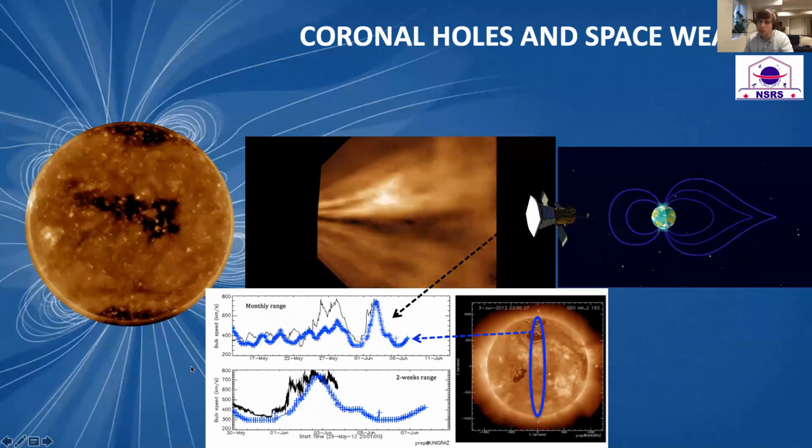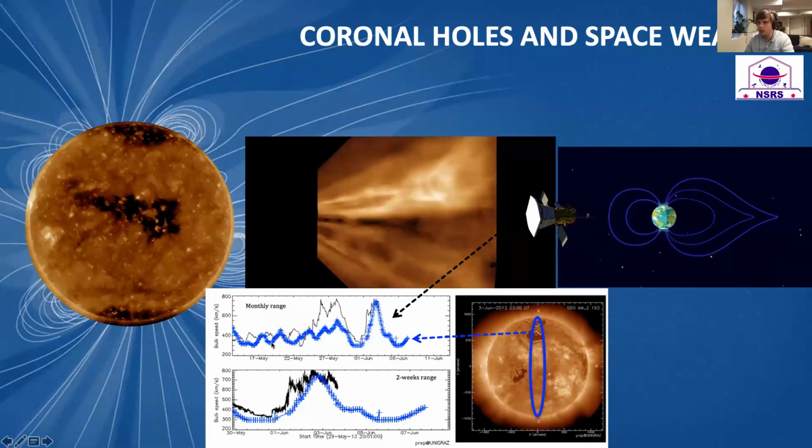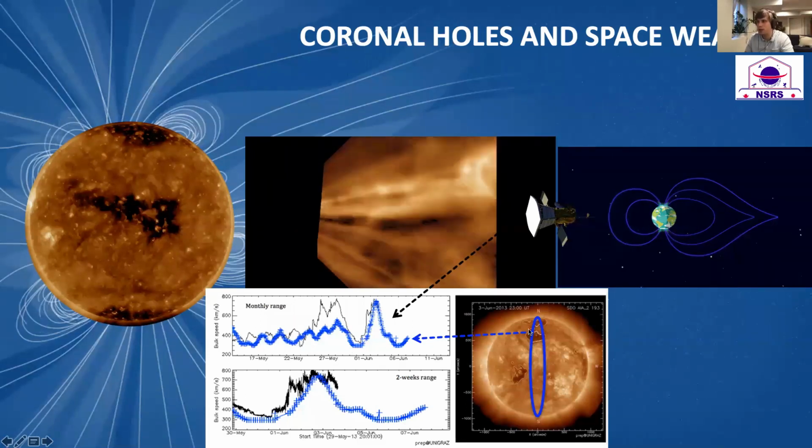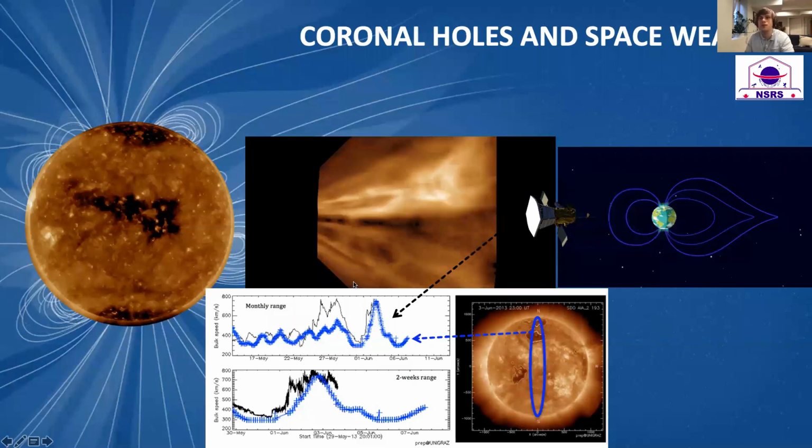And we can measure this direct effect with coronal holes. That's what the plot on the bottom is showing: solar wind speed predicted in blue, measured in black. And you can see that the speed is directly related to the position of the coronal holes. And we can measure that with these in situ measurements.